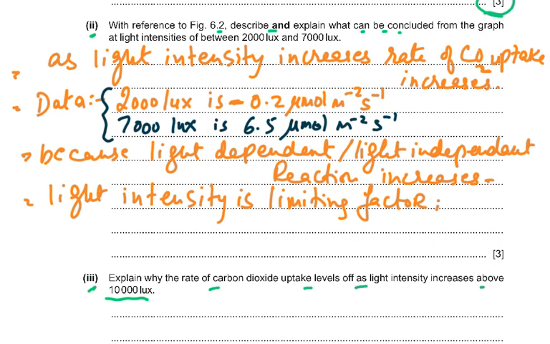So how would you word it? As light intensity increases, rate of CO2 uptake increases, then the data: 2000 lux minus 0.2, 7000, 6.5. Remember units. You must always remember the units, because light dependent and light independent reactions both are increasing. Light intensity is the limiting factor. So more light intensity means more ATP, more NADPH, which means what? More of the Calvin cycle taking place. So both light dependent and light independent reactions are going to increase.